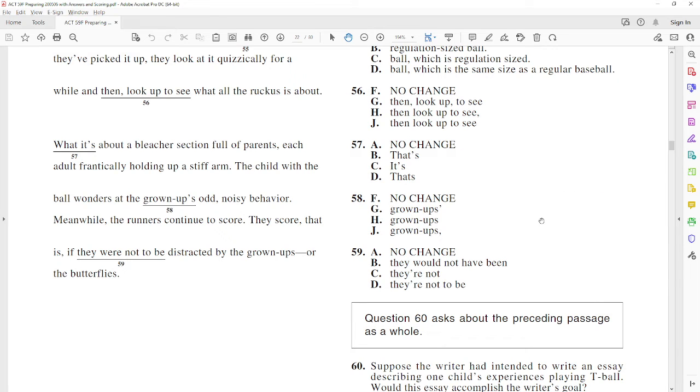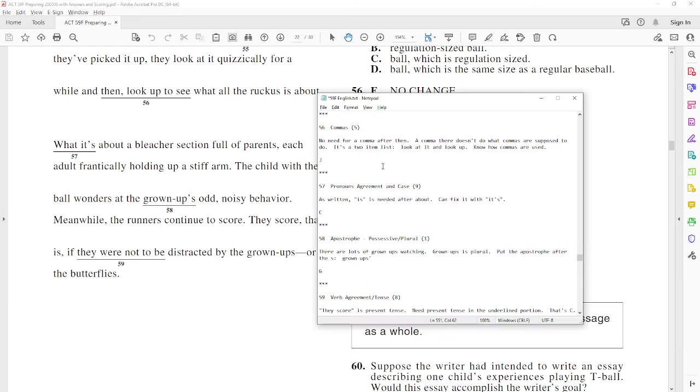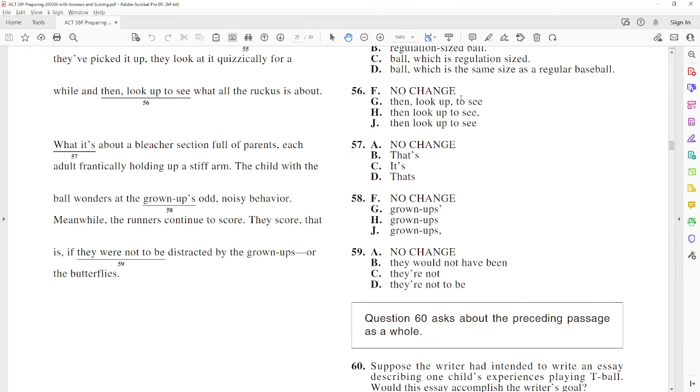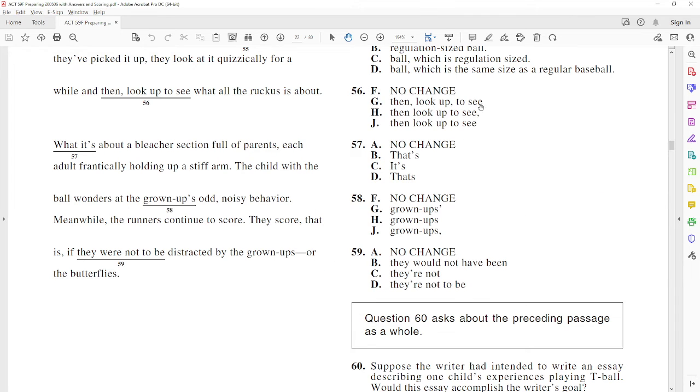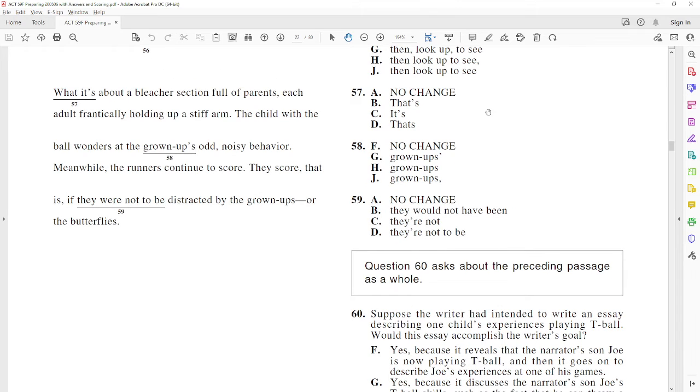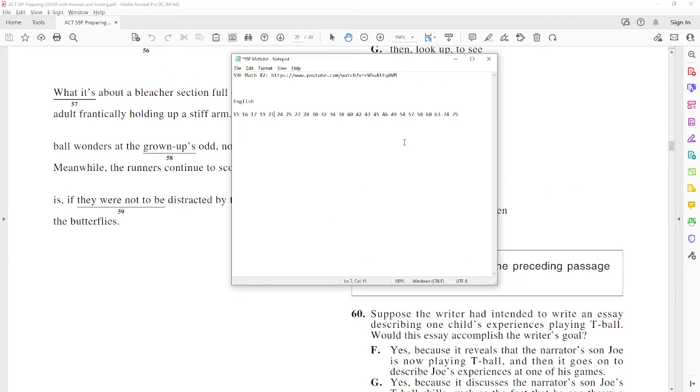Well, I don't know. "What it's about" seems to be an idiom to me. "That is about a bleacher section full of parents." D doesn't mean "that is about," and we need to have a sentence here. So I don't know. We may have to change 57. I'm not going to do it now. I don't think it's about pronouns. I think it's more about sentences and fragments and idiom. Well, I'll do that later, because I can't remember the chapters, and I don't want to take extra time now to look up what chapter it is.